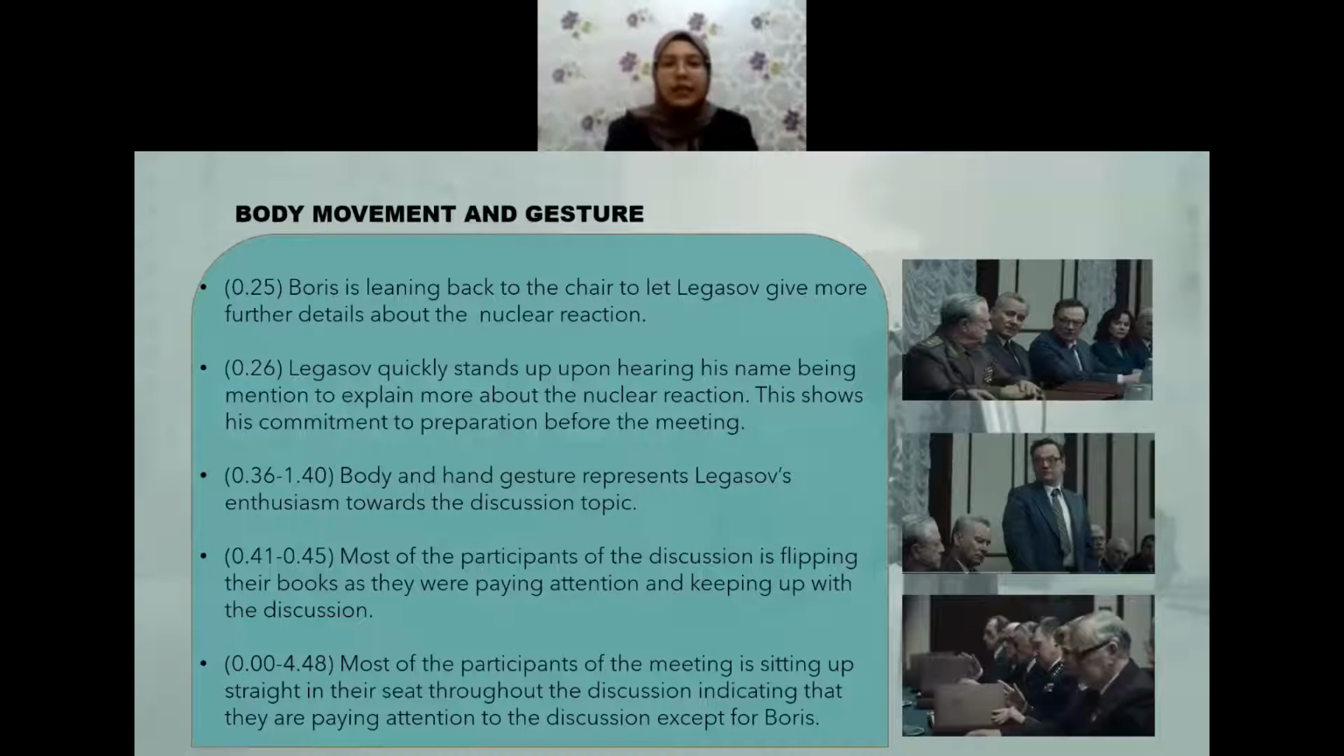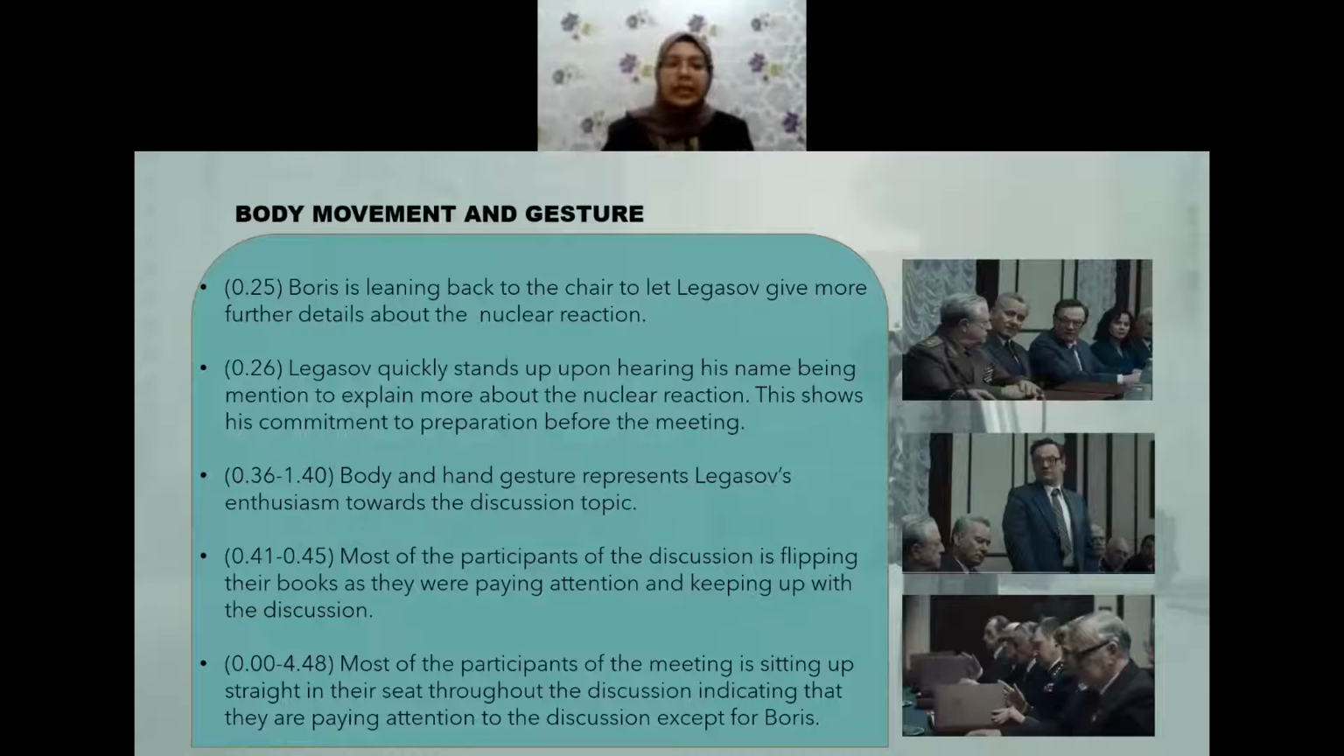And next is from minute of 0.36 until 1.40. We can see that when Legasov is explaining the discussed topic, which is nuclear reactions, he's showing his body and hand movements, which represent Legasov's enthusiasm and interest towards the discussion topics. And next is from the minute of 0.41 until 0.45, most of the participants of the discussion are flipping their books, which contain the maps of the subunit, as they pay attention and are keeping up with the discussions.